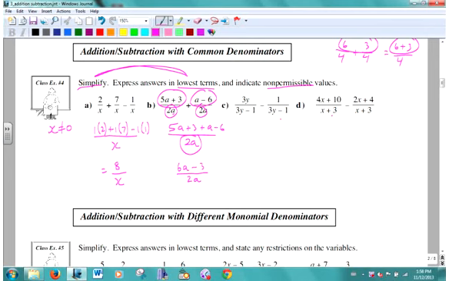Oh, I forgot my restriction. What can't a be? Go back to the original question. It can't be 0. So let's start with that one. Y can't be what here? 1/3. If it's 1/3, I get 1, take away 1. That's not good, can't do it.